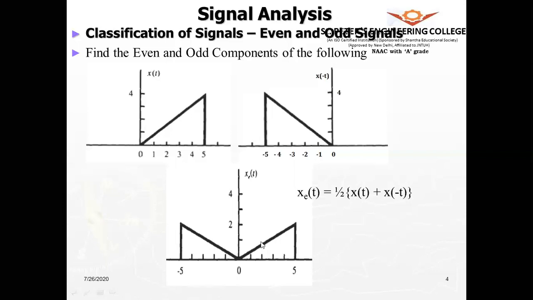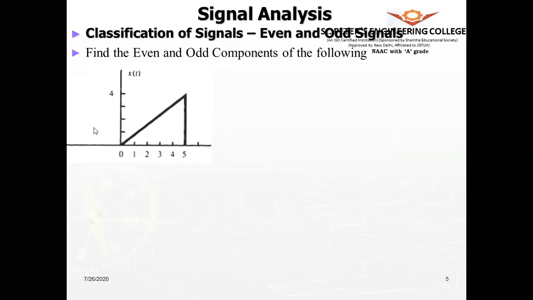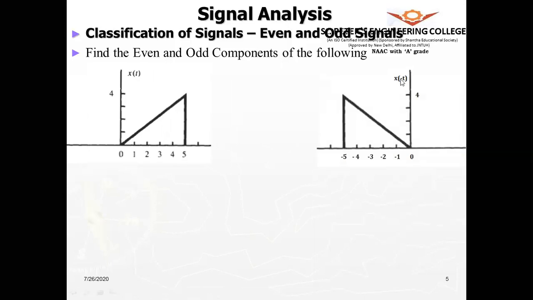Next, if you want to find the odd component of the signal, this is x of t. So we have to find minus x of minus t. I have told you how to find x of minus t. How do we get x of minus t? When we fold x of t along the y-axis, we get x of minus t.